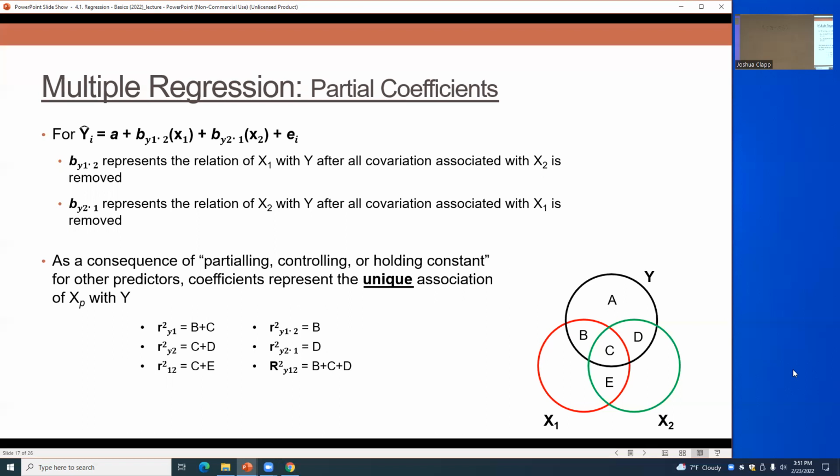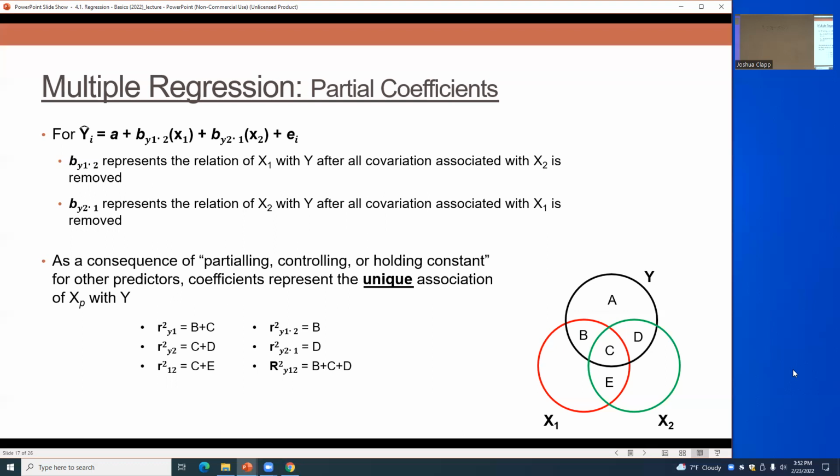If I square that, remember if we take a Pearson correlation and we square it, it just tells us the proportion of shared variability between those two variables. If I take the correlation of X1 with Y and I square that, this is giving me regions B and C. That's the overlap in the bivariate case of X1 with Y, that squared correlation coefficient is just giving me these two regions.